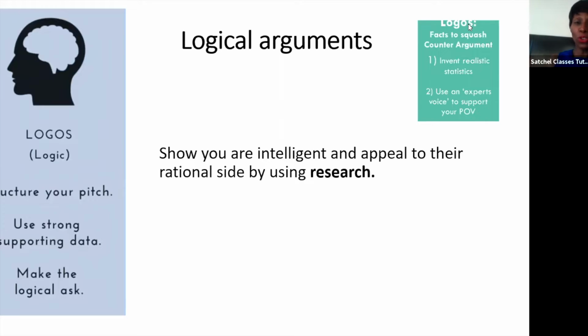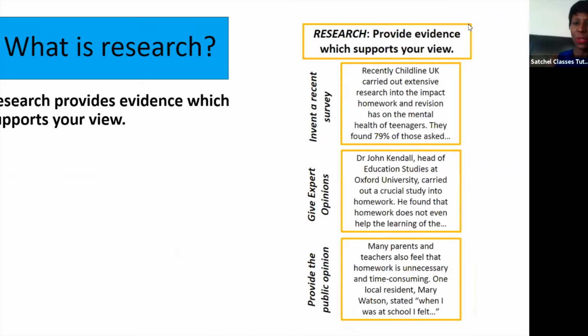Finally, let's think about logical arguments. These show that you are intelligent and they appeal to the rational side of your readers. And you can do this by using research. Now, what kind of research could you use? You could use three different types. You could invent or list a recent survey. So, recently Childline carried out extensive research. So you're explaining that this is something that's proved through a survey.